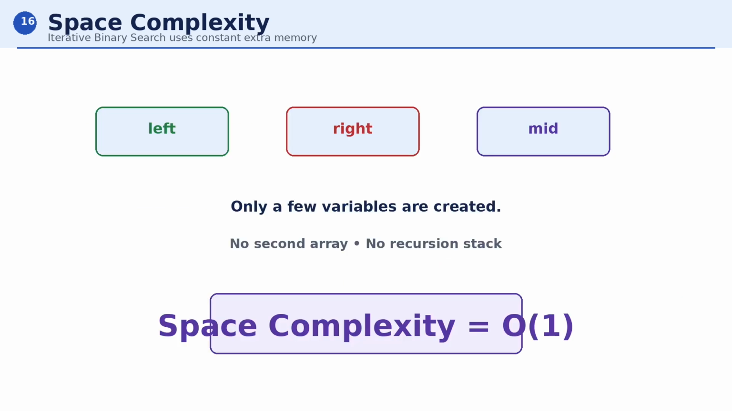Now, let's look at space complexity. Our implementation uses only a few variables: left, right, and mid. We don't create another array. We don't create a list containing the elements. We don't use recursion, so the extra memory remains constant regardless of how large the input array becomes. Therefore, the space complexity of this iterative binary search is O of 1. This is another reason this implementation is efficient.